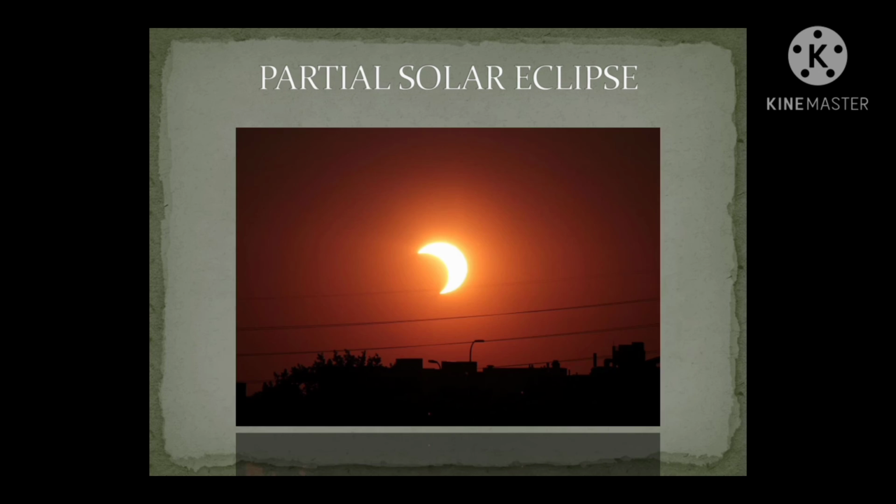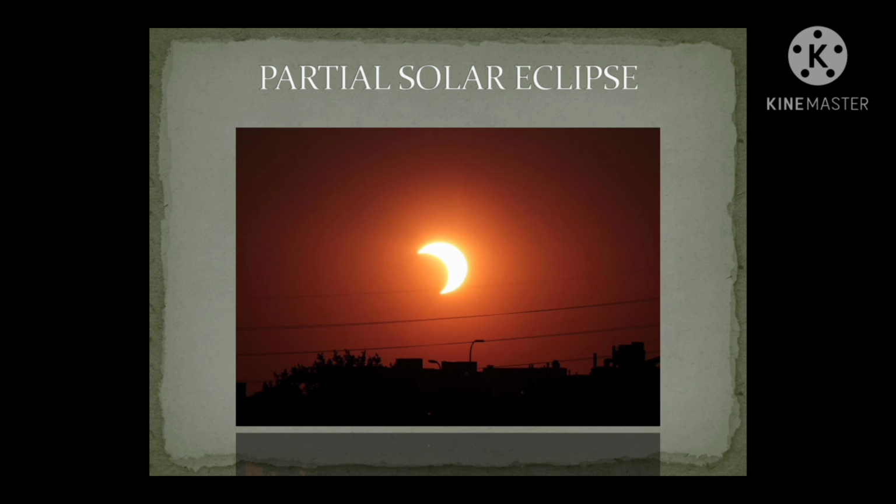At last, we will talk about the partial solar eclipse. A partial solar eclipse occurs when the sun and moon are not exactly in line with the earth and the moon only partially obscures the sun.